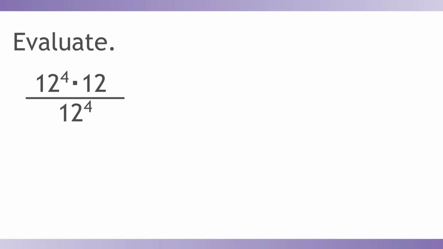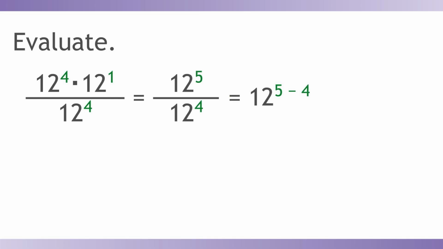Evaluate 12 to the fourth power times 12 all over 12 to the fourth power. Let's start with the numerator. 12 by itself is the same as 12 to the first power, because anything to the power of 1 is itself. So in the numerator, we're multiplying powers of the same base, which gives us 12 to the 4 plus 1, or 12 to the fifth, and our denominator is still 12 to the fourth. Now we have division, so let's subtract 5 minus 4, giving us 12 to the first, or simply 12.